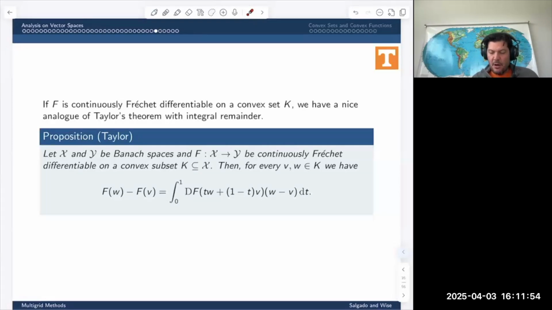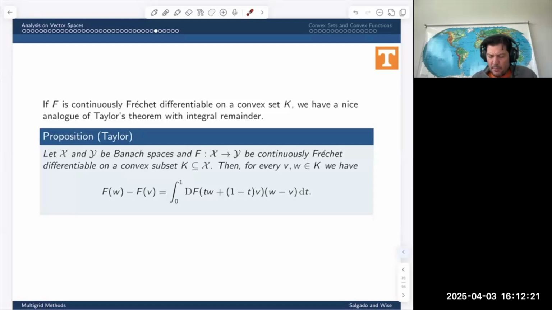Today we're continuing our journey through analysis on vector spaces and then continuing into a discussion on convex sets and convex functions. I wanted to go back to a topic that we touched on last time, and that is the fact that we have this version of Taylor's theorem with remainder.